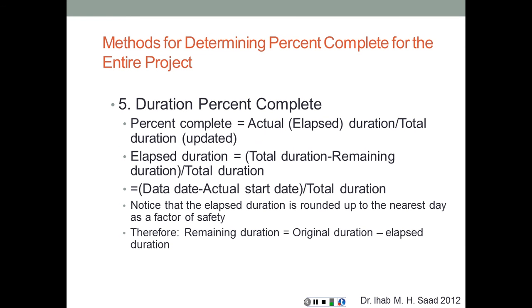Duration percent complete: the percent complete is equal to actual or elapsed duration divided by total duration, the updated one, in case of any change orders or claims. Elapsed duration is equal to total duration minus remaining duration, divided by total duration, which is also equal to data date minus actual start date divided by total duration. And notice here that the elapsed duration, as we have mentioned before, is going to be rounded up to the nearest day as a factor of safety, and therefore the remaining duration is equal to original minus elapsed duration.